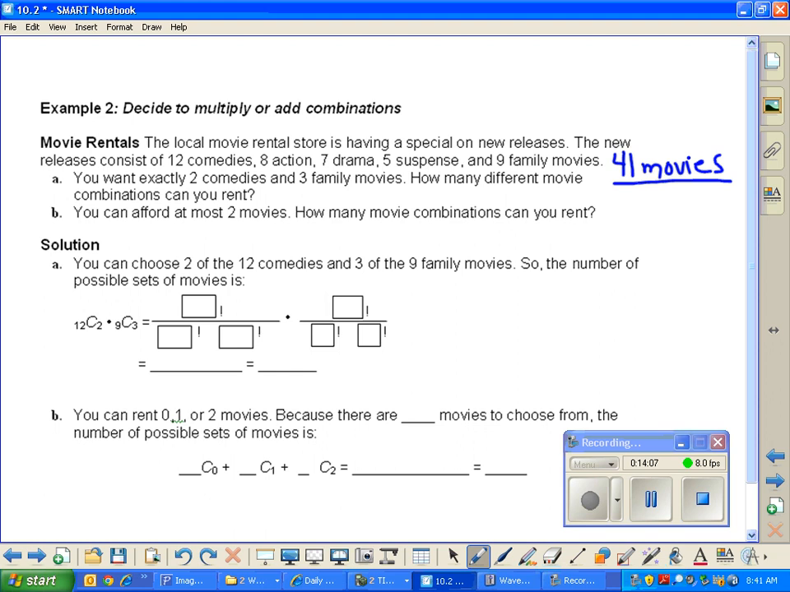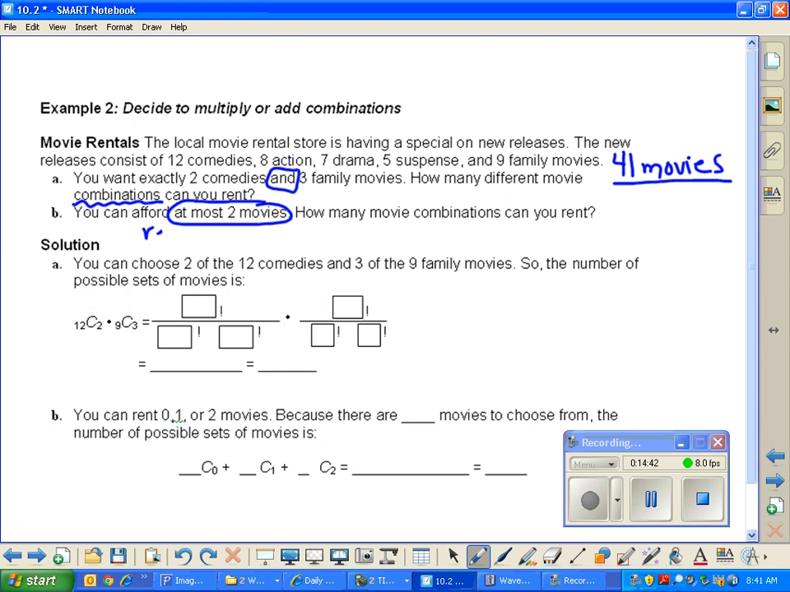You want exactly 2 comedies and 3 family movies. How many different movie combinations, oh, look at that, the word combinations right in the problem, can you rent? So that's just some important information to draw your eyes to in part A. And then in part B, you want to think about affording at most 2 movies. When you think about affording at most 2 movies, that's kind of an or problem in disguise.